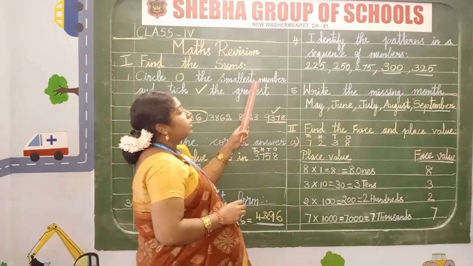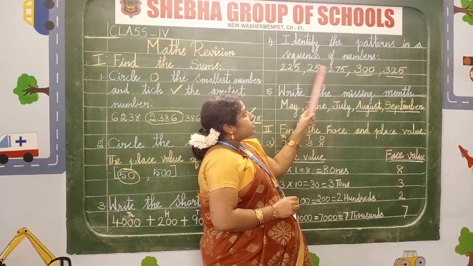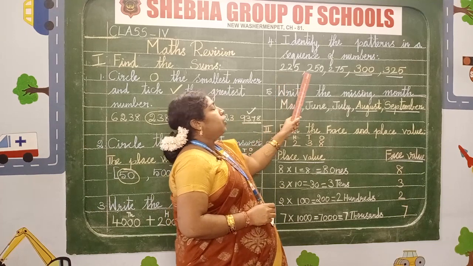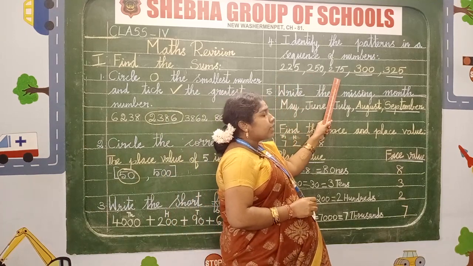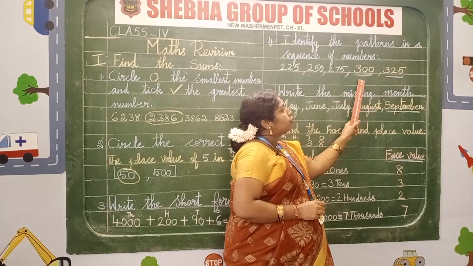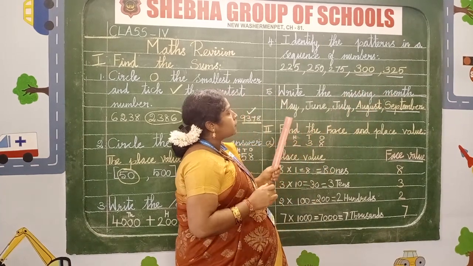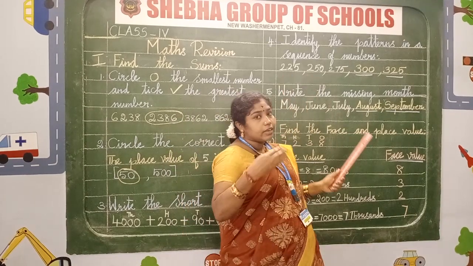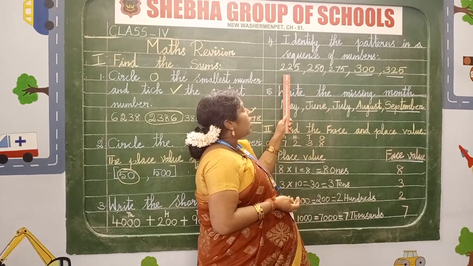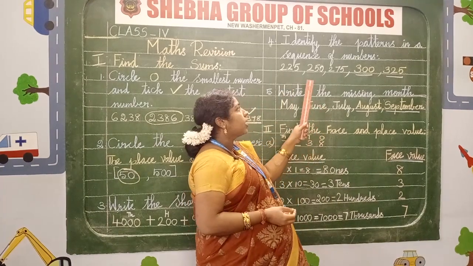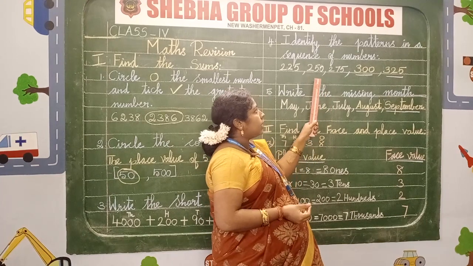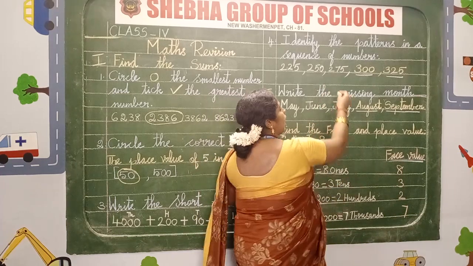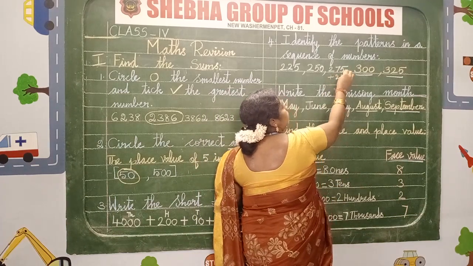Okay. Next one, identify the patterns in a sequence of numbers. They have given 225, 250, 275. They are asking you to fill these two blank spaces. So what will be the answer children? If you observe, the number is increasing by 25. So when we add 225 plus 25, we get 250. Plus 25, we get 275. Now tell me children, if we add plus 25 to this, what will be the answer?